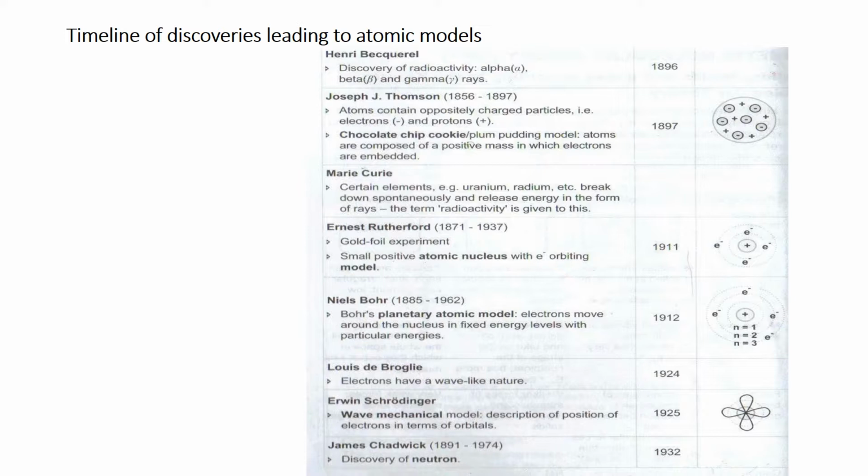And then Niels Bohr came up with the planetary atomic model, which is mostly used today. In his model, the electrons move around the nucleus in fixed energy levels with particular energies. And then James Chadwick discovered the neutron, which basically changed most of the models. It changed the way that scientists actually looked at an atom.